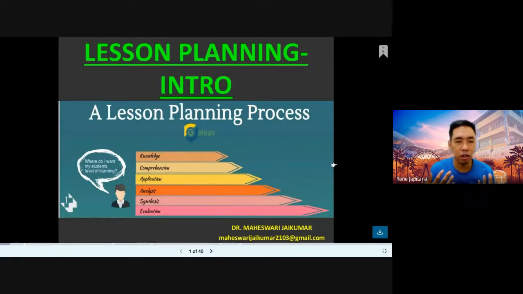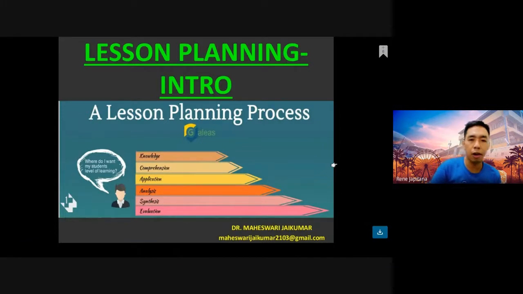If you can observe, there are stages in making the lesson plan. There is a process, a lesson planning process. So we have here the knowledge, comprehension, application, analysis, synthesis, and evaluation. So where do I want my students' level of learning? At this point, we are going to discuss the levels of learning that we want for our learners. These are what we call the taxonomy of the learning process.